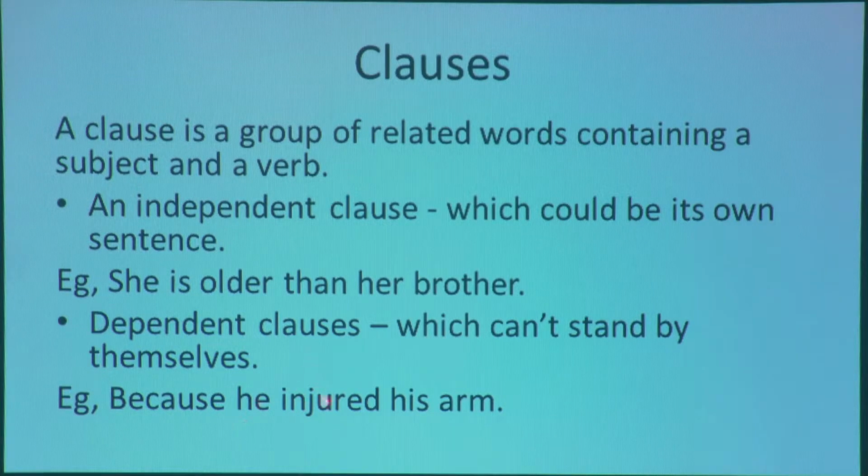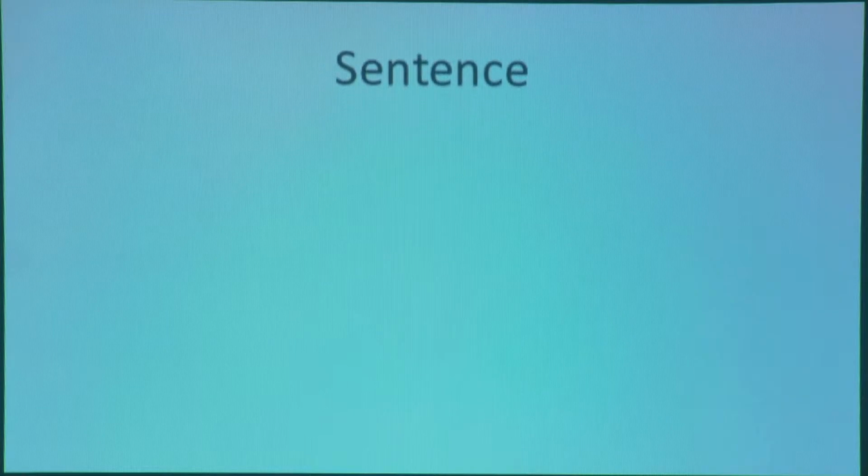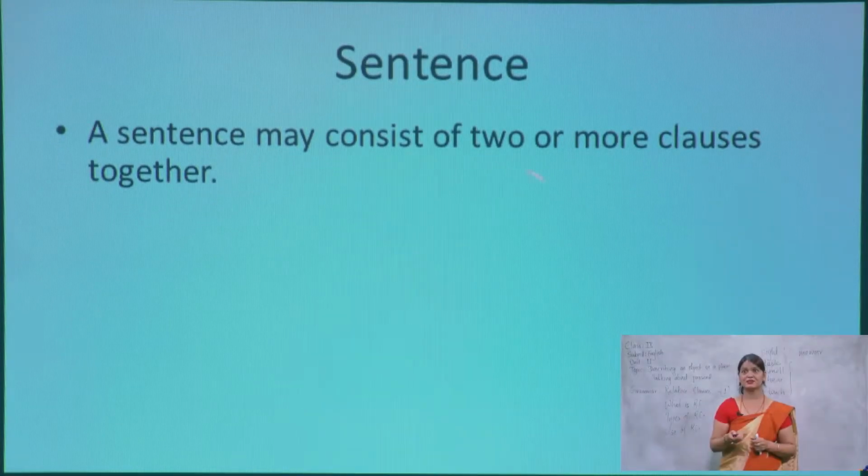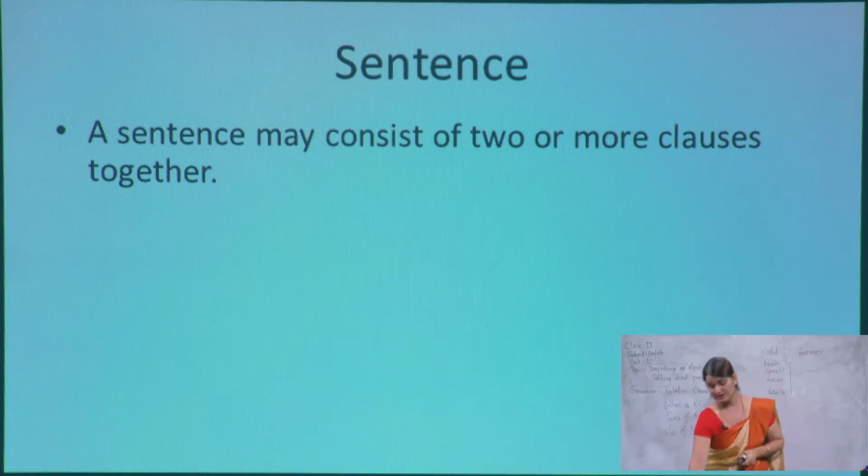So subject and verb should be there, including other related words, right, in clauses, but in phrases there will be only a group of related words without subject and verb. So let's talk about the sentence, a group of words consisting of two or more clauses. As we know, if there is a dependent clause, then there will be two clauses, right? If there is only an independent clause, then there will be only one clause.